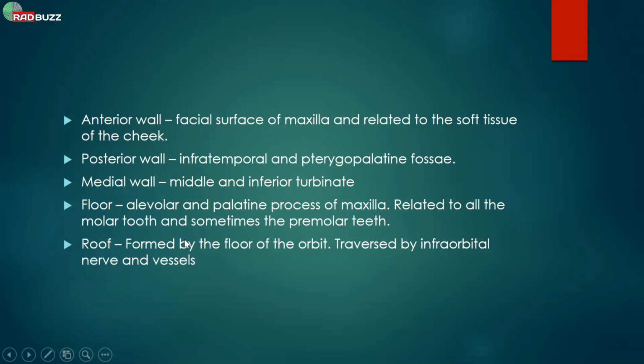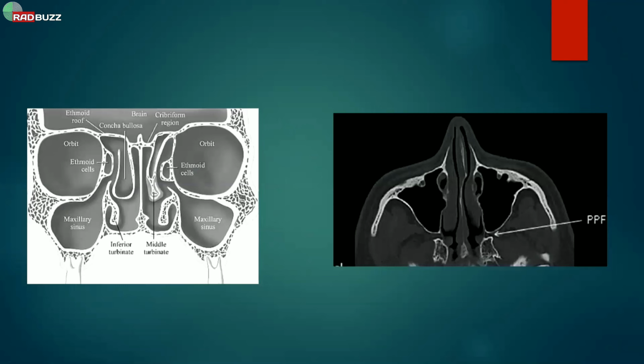It's related to all molar teeth and sometimes to the premolar if it is big enough. So in reporting, we need to make sure that during reporting for maxillary tumors or any other disease process which is involving the floor, we need to comment on the superior alveolar arch, teeth, and hard palate. The roof, obviously, is formed by the orbit and it's traversed by the infraorbital nerves and vessels. When they are involved, the patient has specific signs and symptoms.